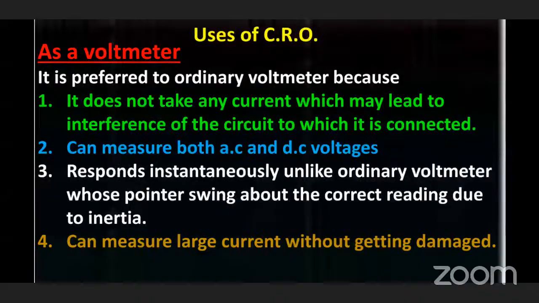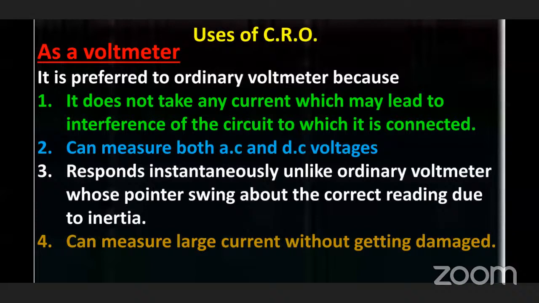So we move on to the uses of the CRO. One use of the CRO is as a voltmeter, and here the CRO is more advantageous than an ordinary voltmeter. First, it does not take any current, which could interfere with the circuit to which it is connected. It can measure both AC and DC voltages, and it responds instantaneously, unlike an ordinary voltmeter whose pointer swings about the correct reading due to inertia.